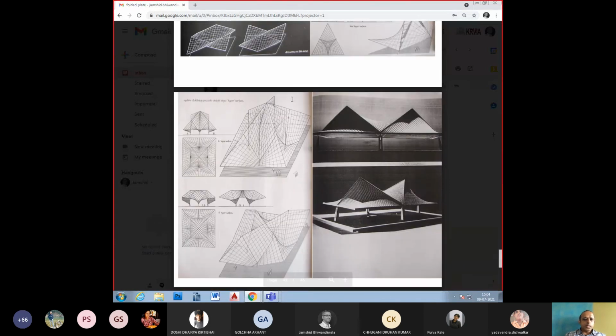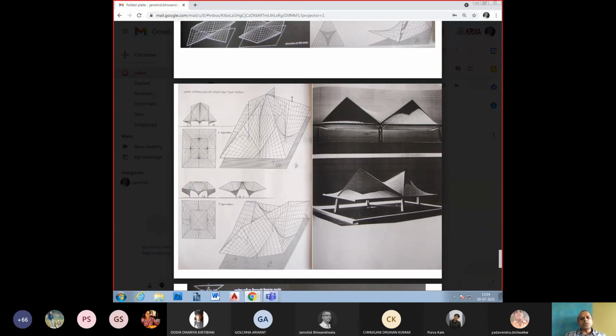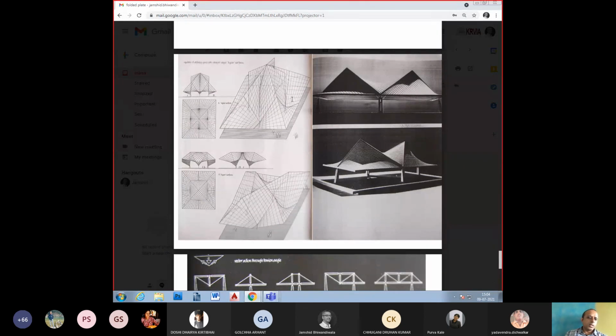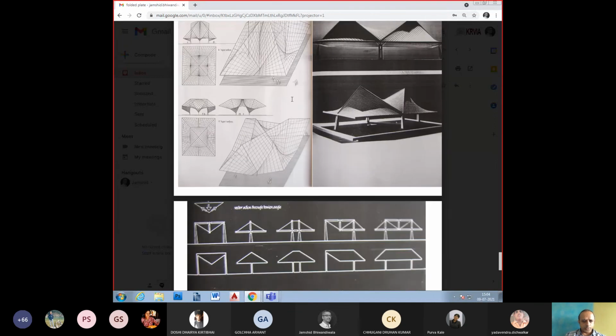Then there are some more examples of how these surface geometries are developed using lines. And that's about it for today, I believe.